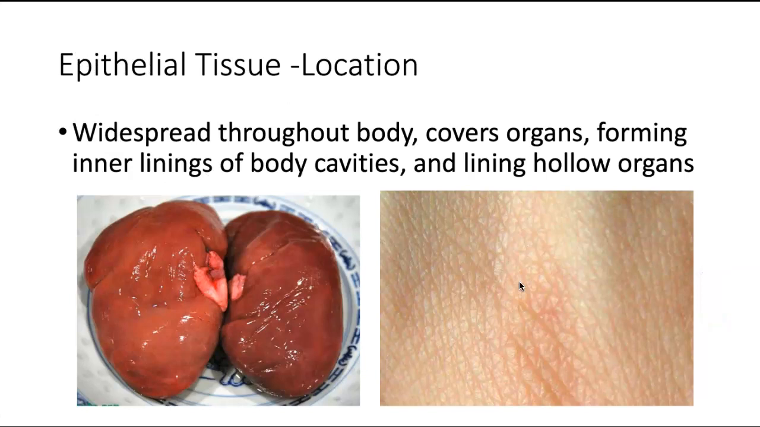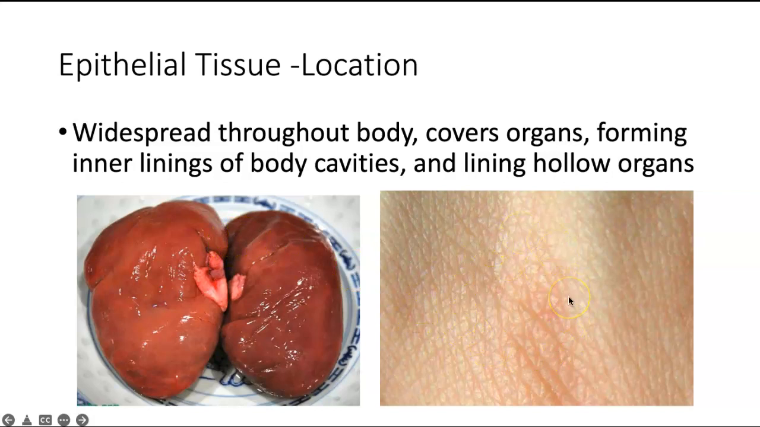So now we're going to start talking about epithelial tissues and its location. So they are widespread throughout the body. They cover organs, like for example, these are kidneys right here. Epithelial tissue is going to line the outsides as well as the insides of these kidneys. All right, as well as these blood vessels right here, or whatever other tubes it's connected with. All right, it's going to cover organs, inner linings of body cavities, and line hollow membranes.